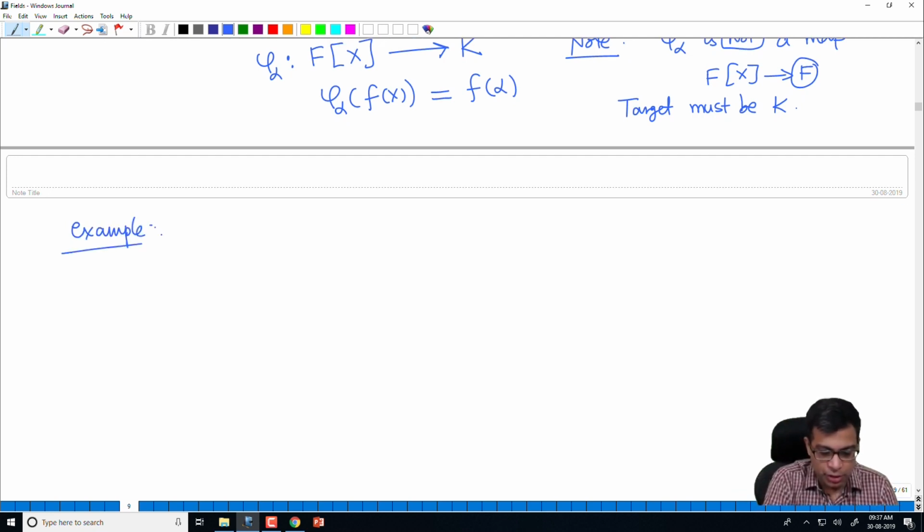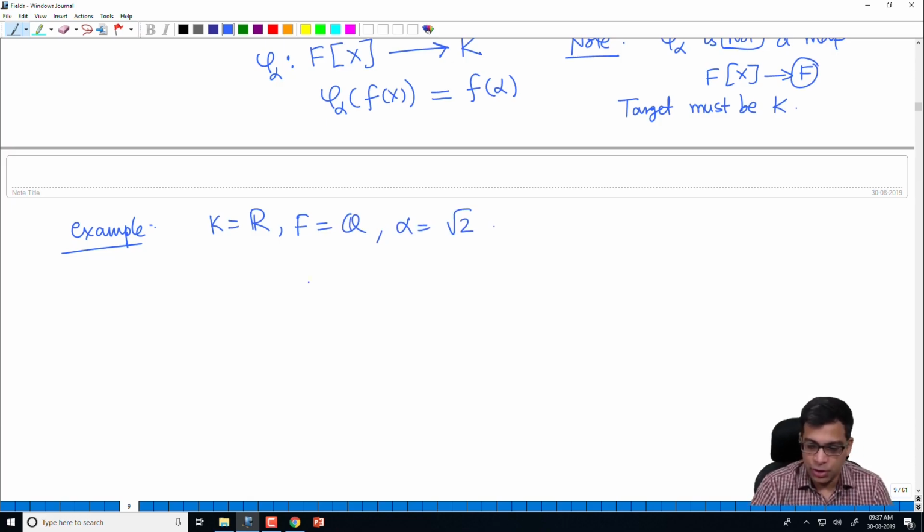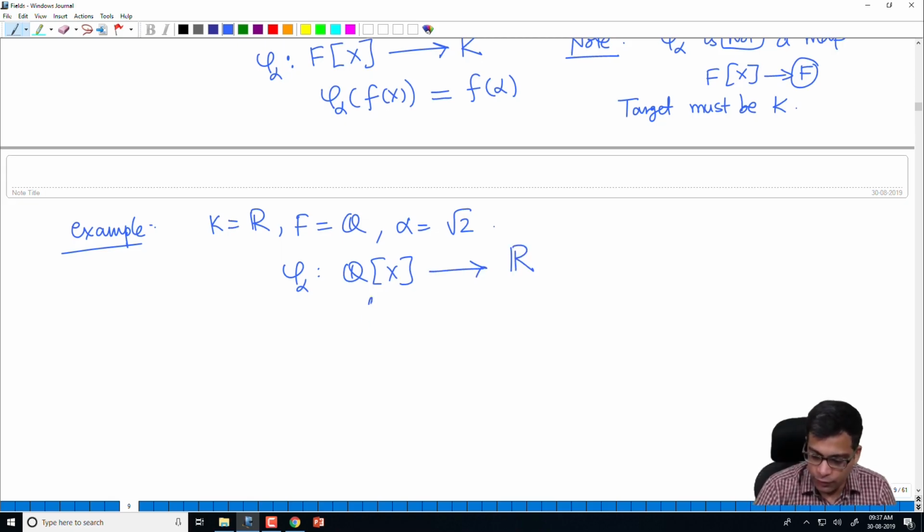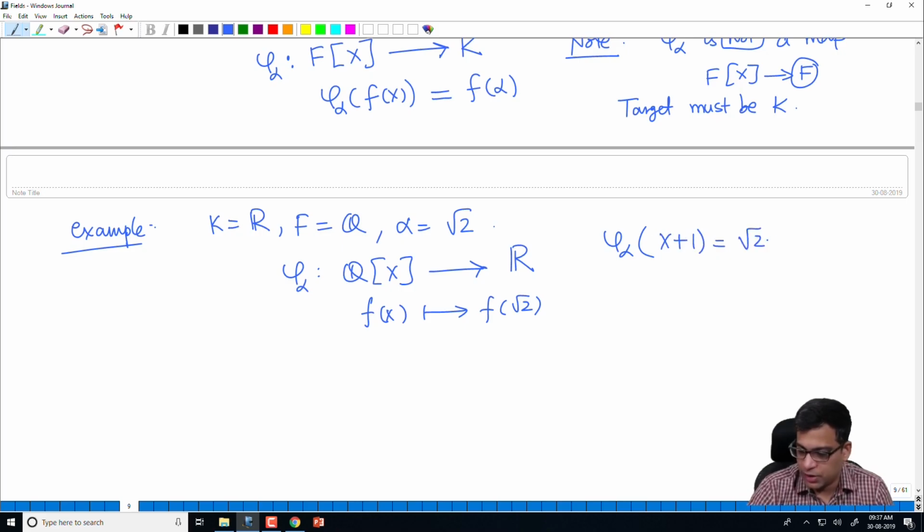The example that we will consider is we can take K to be R, and F to be Q, and let's take alpha to be root 2. Okay, so this is a simple example. What would be phi alpha? Phi alpha would be a map from the polynomial ring over Q in one variable to R, not to Q. It takes a polynomial f(x) and evaluates it at root 2.